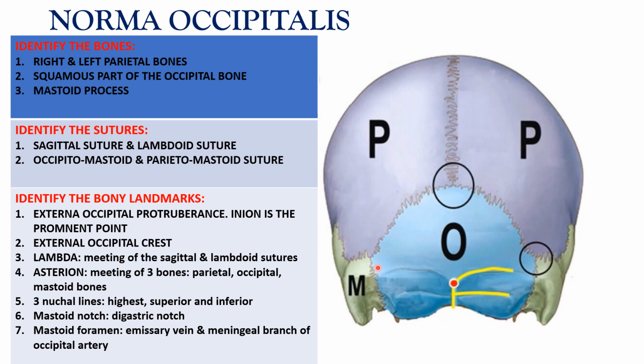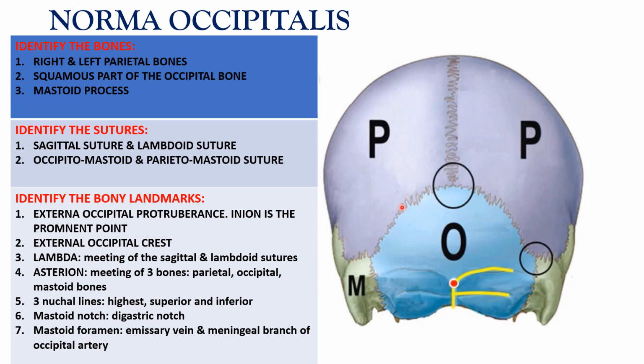Then we identify the bony landmarks. We have the external occipital protuberance. This is it, the external occipital protuberance. The impression made here is called the inion. Inion is the prominent point. Right. Then we have the external occipital crest. So drawing a line down, this is the crest, just going below it. That's the external occipital crest.